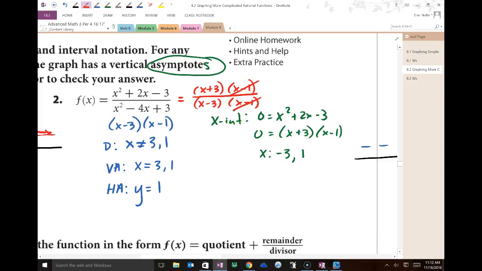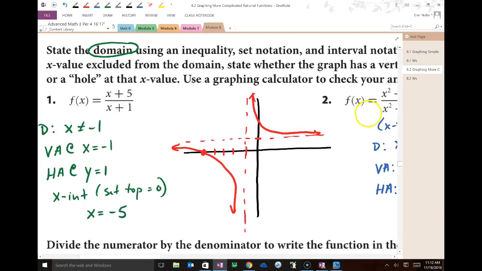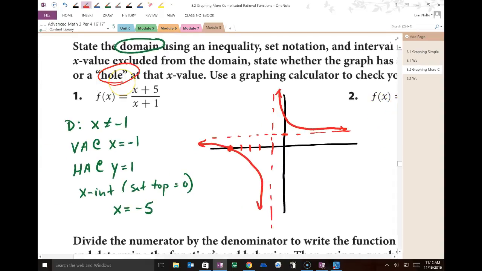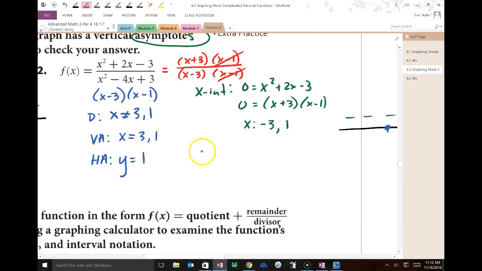What happens when things cancel out? We get a hole in the graph. Okay, so there is a hole in this graph. There is a hole at x equals 1, because if I plug 1 into the original equation, it would be undefined. I cannot divide by 0. I'd get 0 on the bottom.